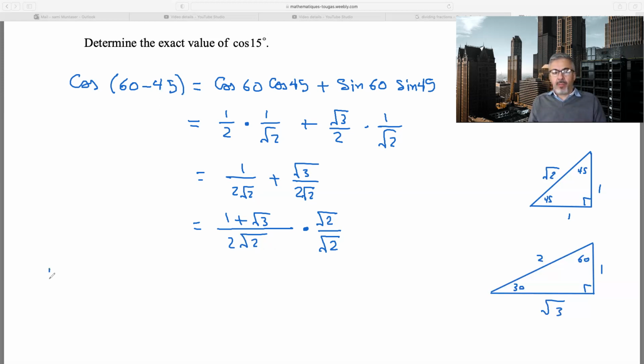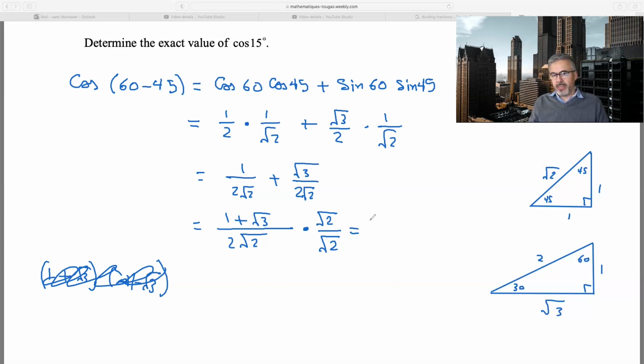However, if the bottom was 1 plus √3, then you have to multiply both top and bottom by the conjugate, which is 1 minus √3, because that's a binomial. But when you have a monomial like this, and you're rationalizing the denominator, all you need to do is just multiply by √2. You don't have to multiply by 2√2. It makes your life a lot easier. It's faster.